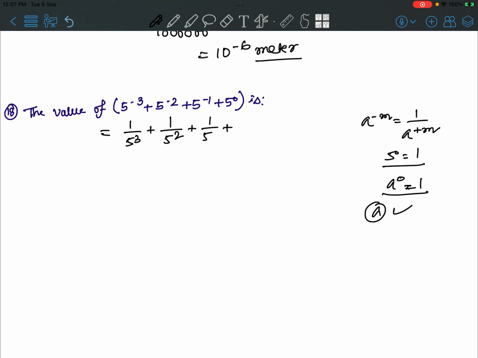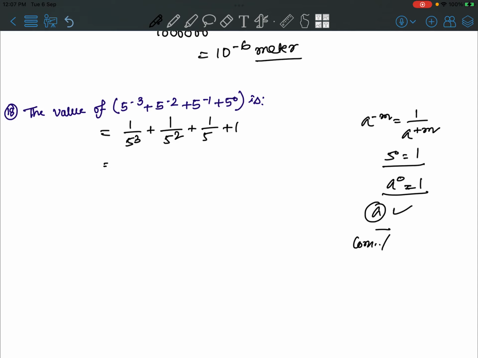What does a mean? A means any number, any real number. That means complex numbers, integers, any numbers, negative integers, positive integers. If there is a 0 in the power, that means it is equal to 1. In this case, 5 to the power 0 equals 1. So we have to add this.